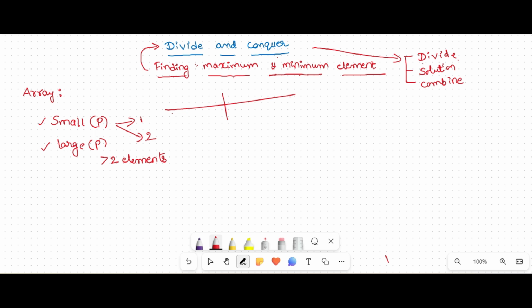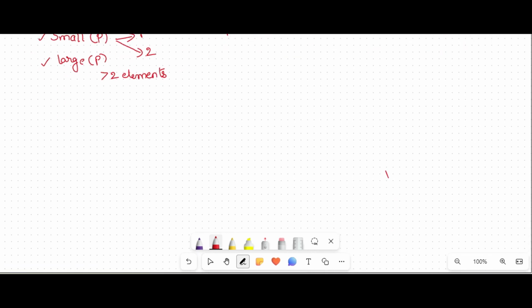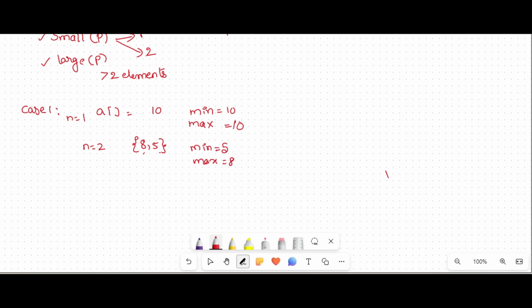Take an example for this. Case 1: your array consists of only a single element, 10. Then minimum is 10 and maximum is also 10. Here n equals 1. Case 2: suppose your array consists of two elements, for example 8, 5. Compare these two. Then the minimum element is 5 and the maximum element is 8.